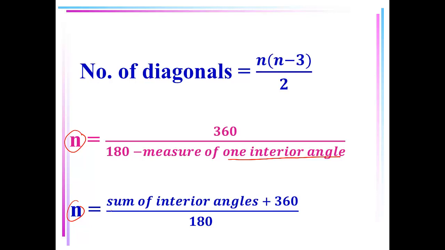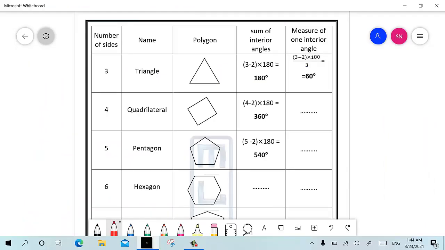And if I was given the sum of the interior angles altogether, I'm going to make the sum of interior angles plus 360, and this is all divided by 180. Again, this lesson is mainly rules. You must study the rules by heart to be able to answer any question. So let's go now and start solving in our binder, page 51.